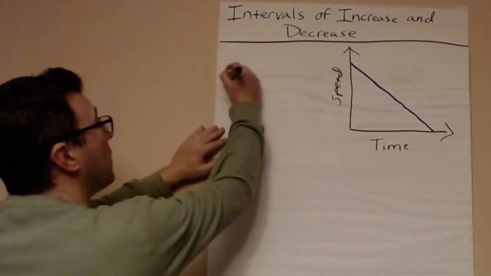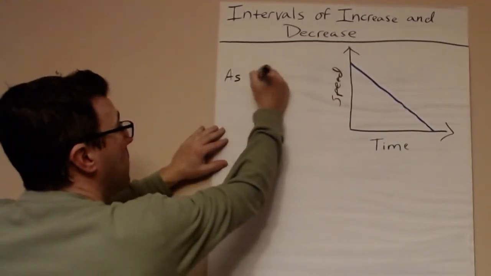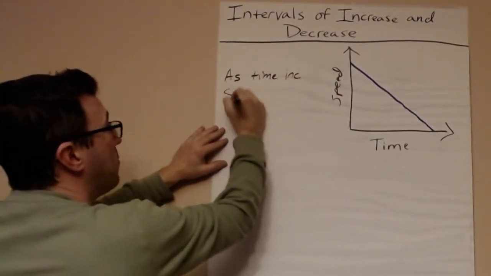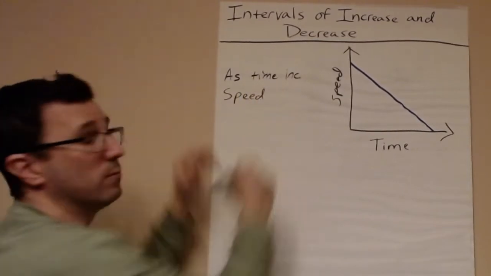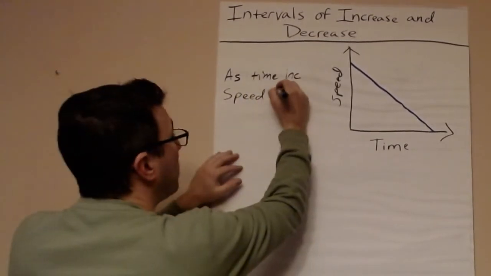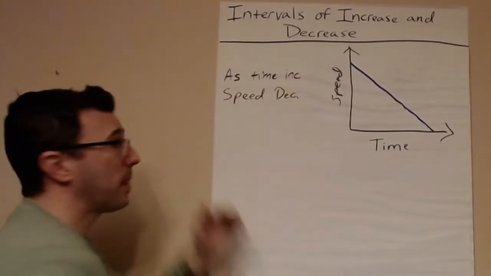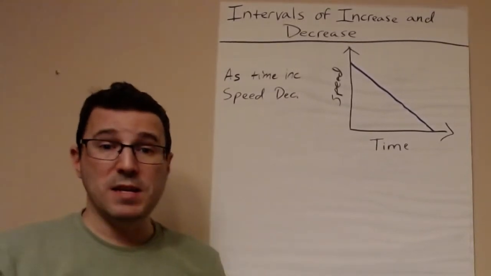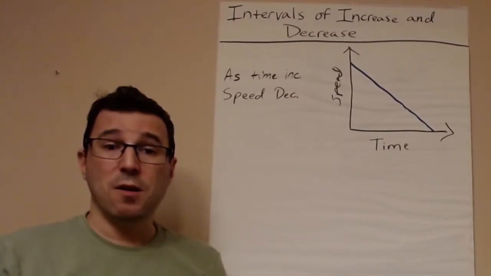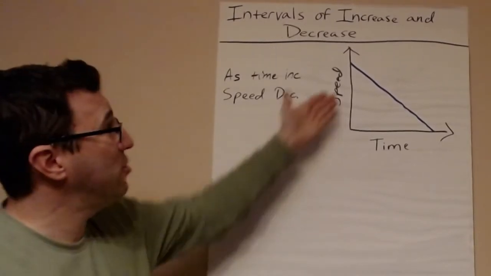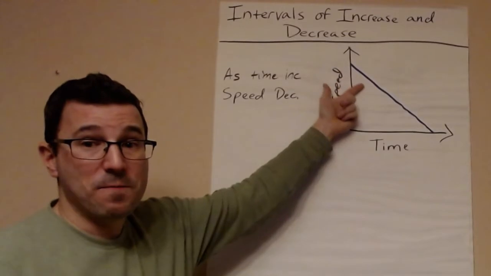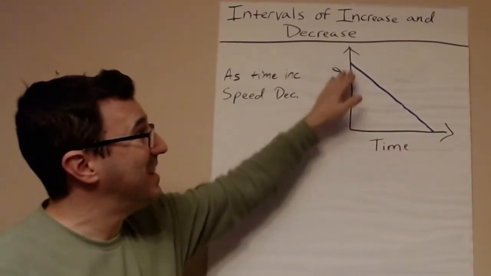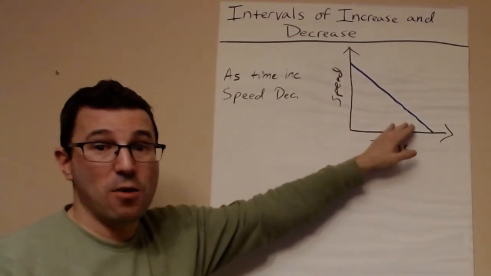All right, so we could say as time increases, speed decreases. And so that's their relationship. As time increases, speed decreases. Well, what does this mean for the function? Well, as you notice, this line is angling downwards. So this function is decreasing over time.